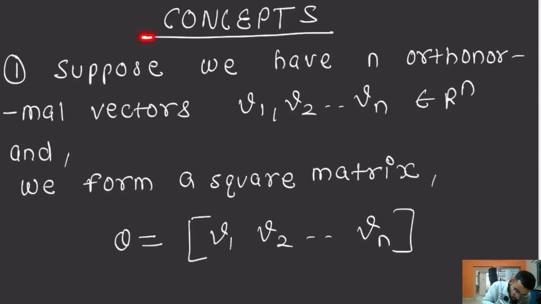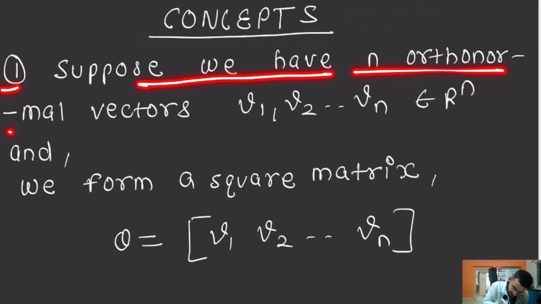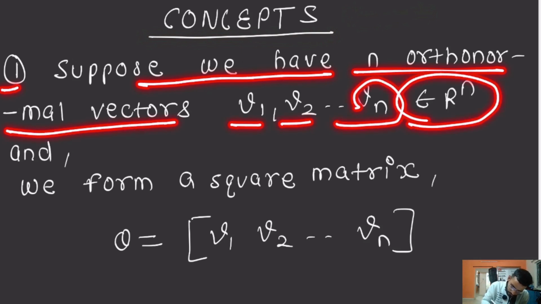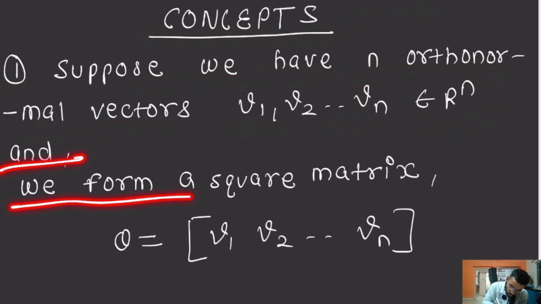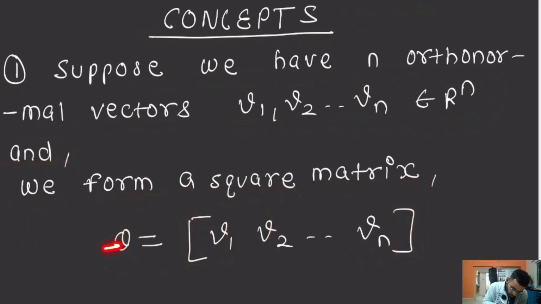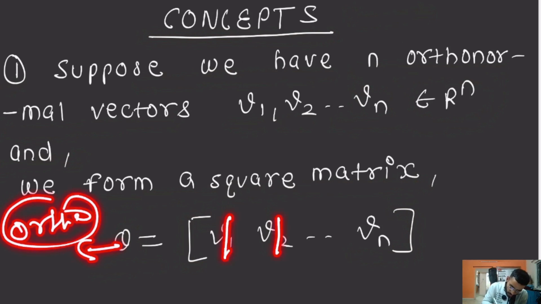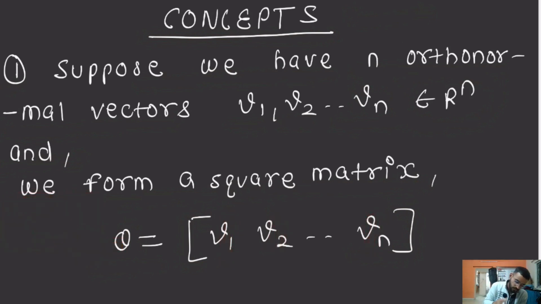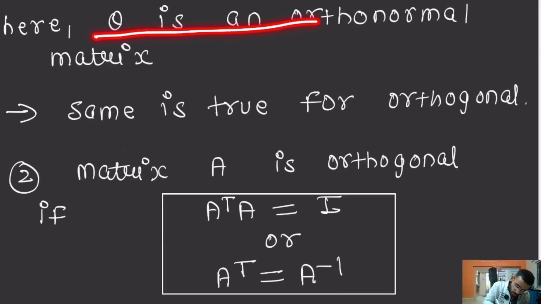Now coming to the core concepts involved behind the question. The first one is, suppose we have n orthonormal vectors, let's say v1, v2, up to vn, which belong to Rn, and we form a square matrix. That is, we take these orthonormal vectors and put them in columns v1, v2, up to vn. Let's say this is a matrix Q, then Q is also an orthonormal matrix, because all these columns are orthonormal to each other.